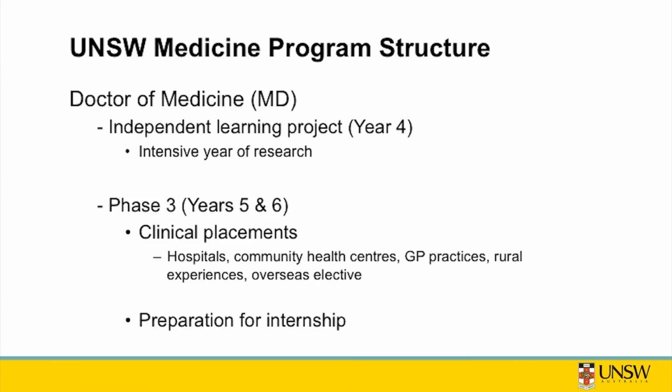The second part to Phase 2 is this independent learning project that I alluded to earlier. All of our students undertake this. It's not an optional research year, it's a compulsory research year. It goes for all of the 4th year. Students are required to do a project in a lot of depth. This project may be basic science, in other words, in a laboratory. It might be within a hospital setting or a clinical practice. It might be in epidemiology or public health.